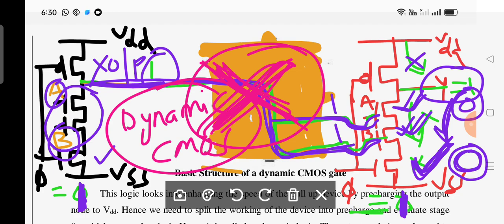Is it understood? To overcome this drawback, we have the next alternate gate circuit, that is domino CMOS. Is it okay? We will see this in the next class.